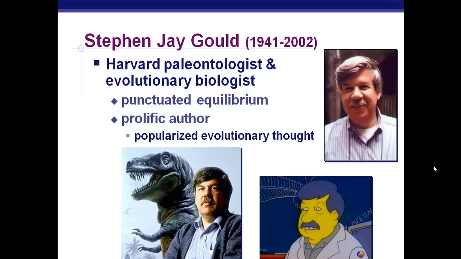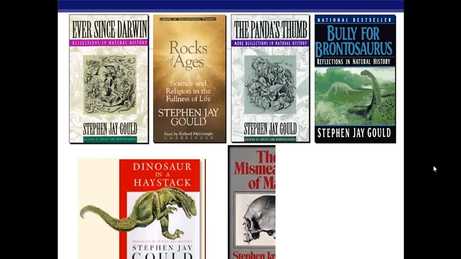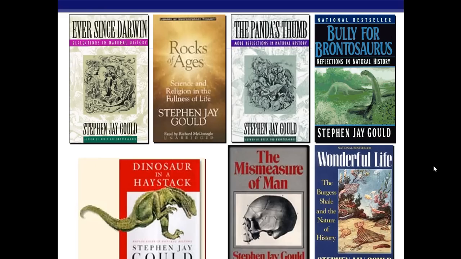Stephen Jay Gould is definitely worth his own slide or 2 or 10. He was a Harvard paleontologist and an evolutionary biologist, a very, very prolific author. Here are his books, some of them anyway. And he really popularized evolutionary thought. He was an evolutionary biologist, a historian of science, very influential and a widely read writer of popular science of his generation. He served as a member of the faculty at Harvard, beginning way back in 1967. Toward the end of his life, he actually served as the Alexander Agassiz Professor of Zoology at that university.